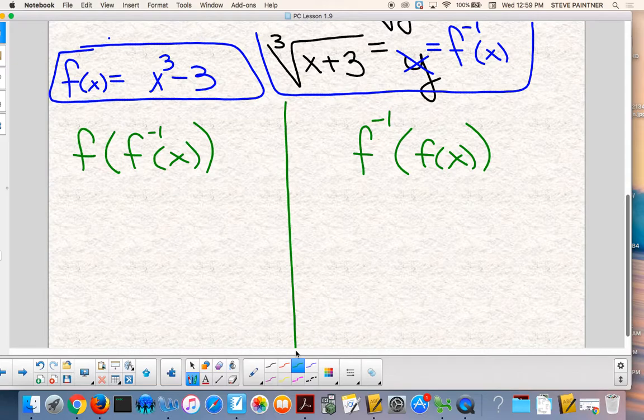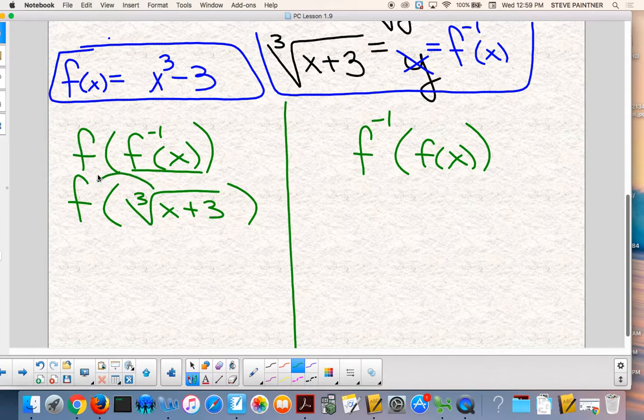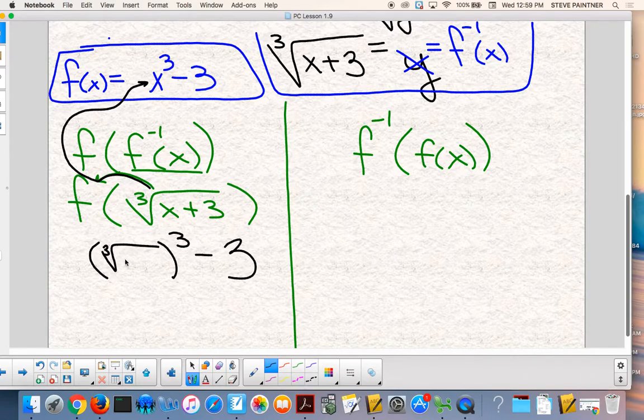Okay. So what is the inverse? What's the inverse? What do I put in there? Cube root of x plus 3. Now the inverse goes into the function, like this. And the function is right there, so you'd have to put this number in for that x, and then cube it. So it's going to look like this. Right? In for x goes this number, cube root of x plus 3.